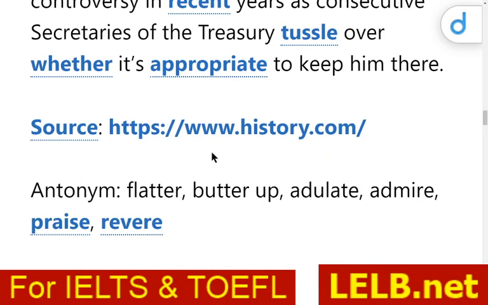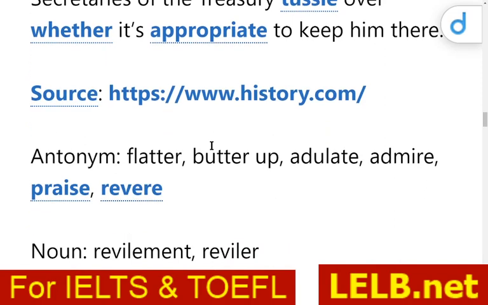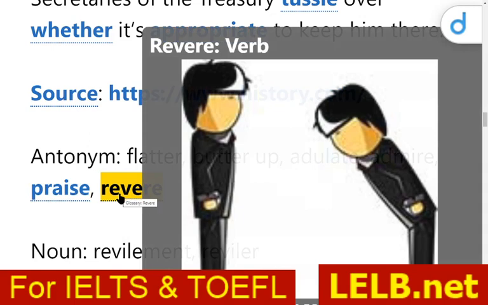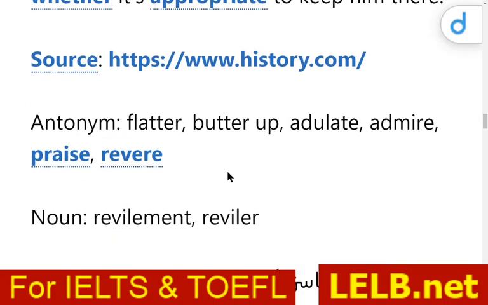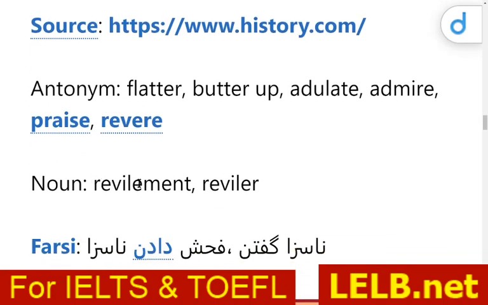And okay, antonym, flatter. Antonym means the exact opposite. Flatter, butter up, adulate, admire, praise, and revere, which is a perfect antonym for revile. Okay, and the noun form is revilement and reviler.